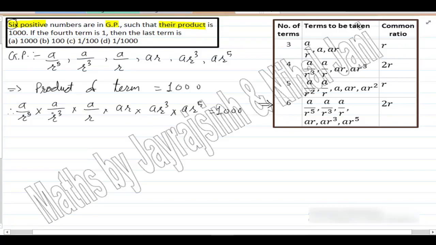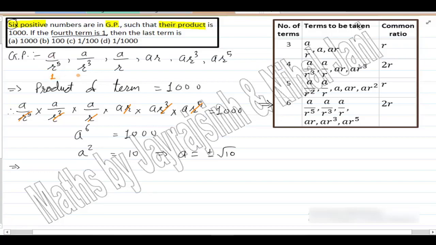So let's multiply all the terms. A by r raised to 5 into a by r cube, a by r, ar, ar cube and ar raised to 5. As you can see, r to the 5, r cube and r can cancel out. So here we will get a raised to 6 is equal to 1000, or we can say our a square will be 10, which will give us a is equal to plus or minus root 10. Okay, now let's use the second condition. Its fourth term is 1.